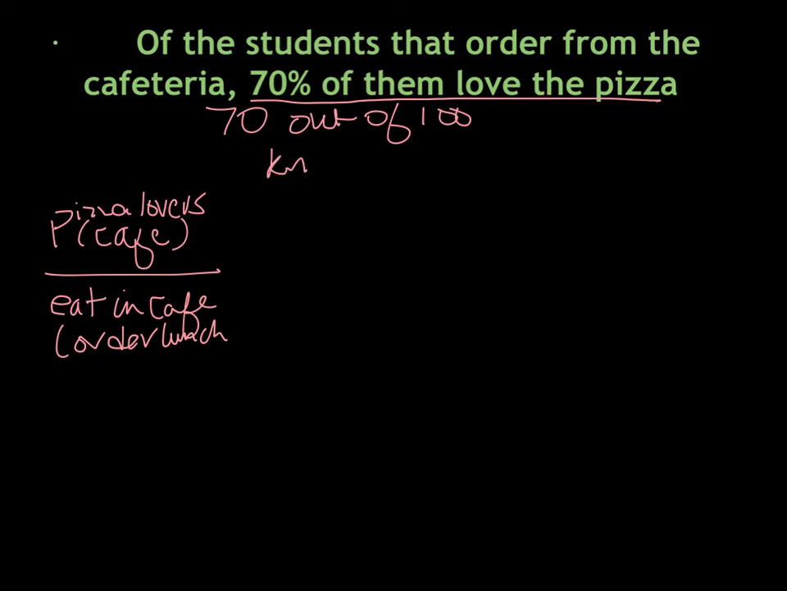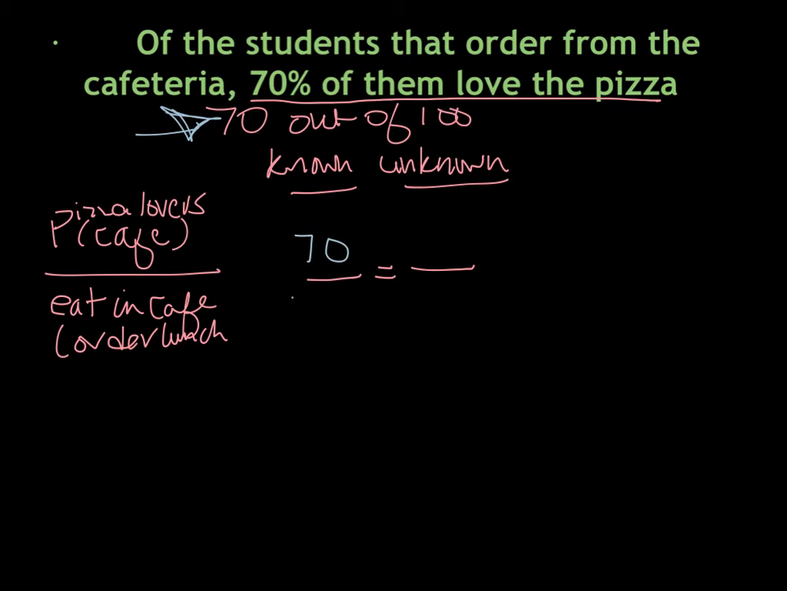And as always, we've got our known and our unknown. In this case, we've already discussed, we've got 70 out of 100 that love the pizza. So that's 70 that we know out of 100 people that eat in the cafeteria. And that's of the students that order lunch from the cafeteria. And in the previous page, we found that 240 of them order lunch. So therefore, the thing that we don't know becomes our X.